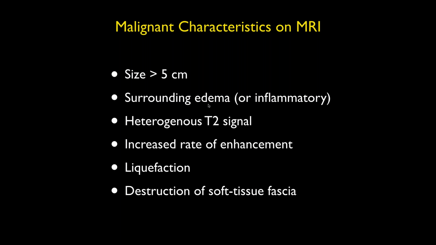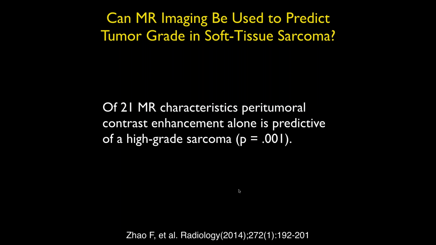If you have surrounding edema, you have to be primarily concerned about inflammation, but some malignant lesions can also have edema around them on the fluid-sensitive images. If it's heterogeneous on T2 signal, then it's more likely to be malignant. If you have a rapid rate of enhancement, and then if you have destruction of the tissues around it.